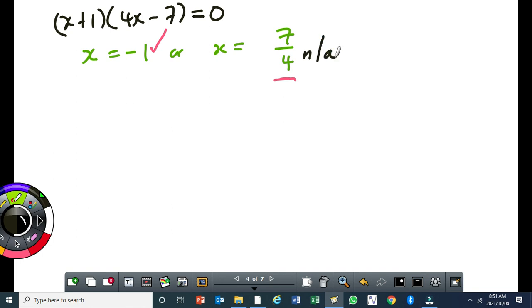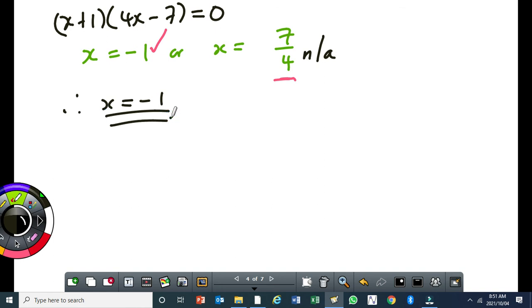The checking is a very simple thing to do, because you are just substituting and making a decision whether the solution is valid or not. No need to get scared. So the final answer will be x equal to minus 1.